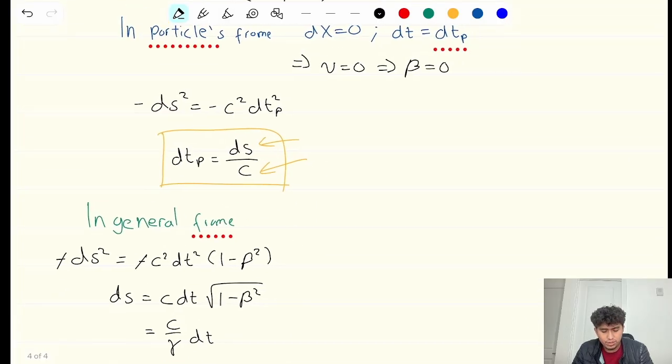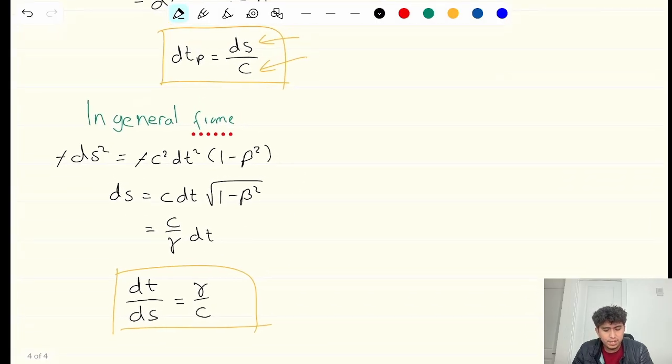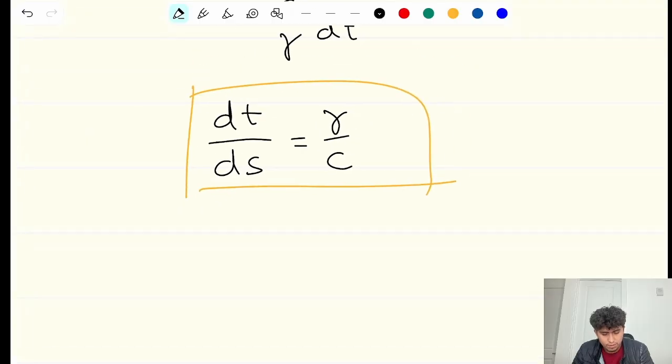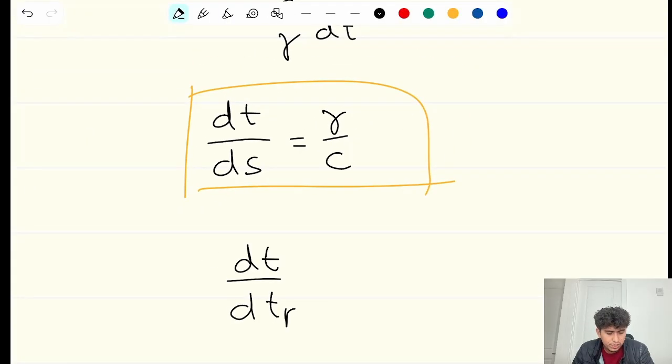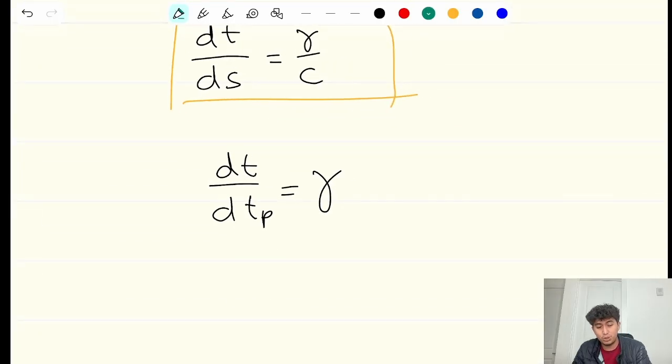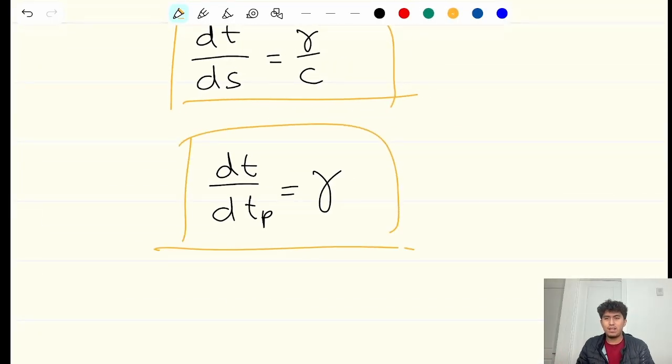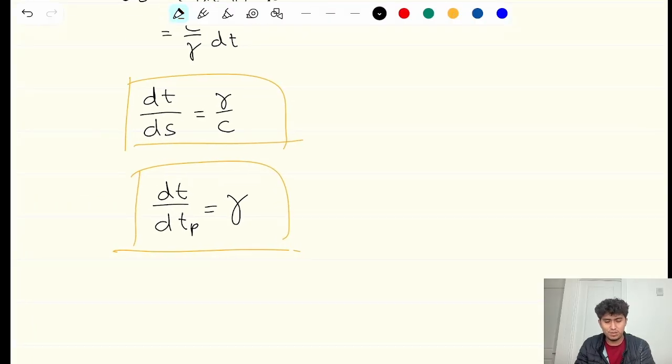And if you remember from our definition, ds divided by c, so if we multiply by c on both sides, then dt with respect to the proper time is just going to be the gamma factor. So that's another definition: how much the proper time changes with respect to any other general time is just the gamma factor between these two frames. Just remember the definition of the gamma factor: 1 over the square root of 1 minus v squared over c squared.